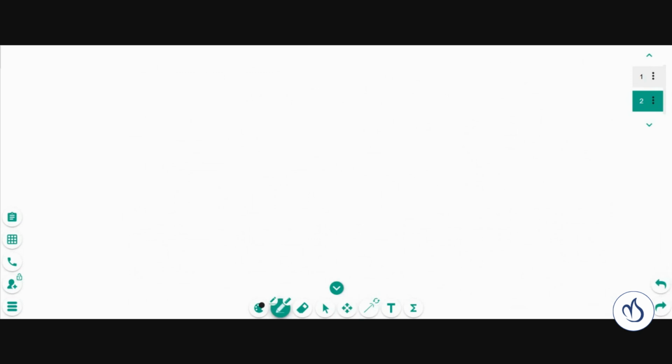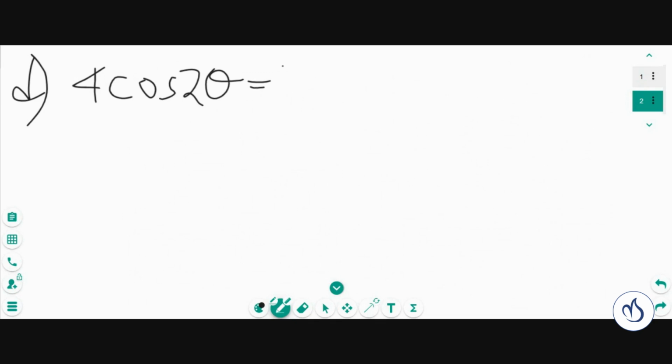And the fourth example is D. D is telling us that we are still in the same range of theta values, but D is 4 cos 2 theta is equal to 1.